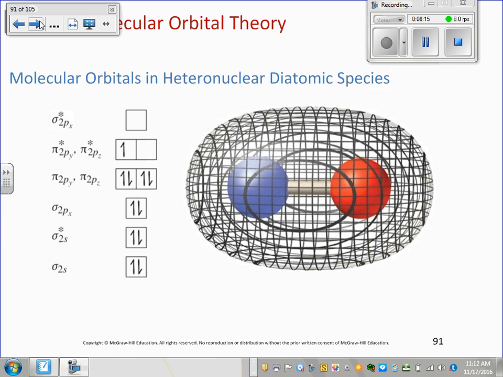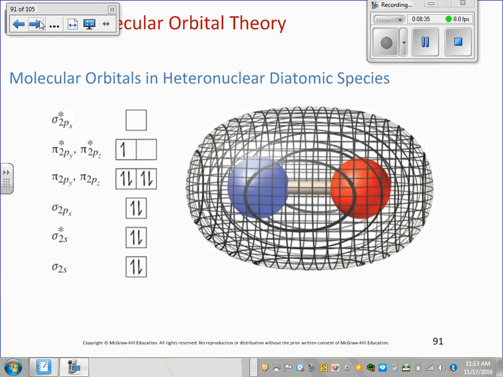So here we're looking at nitrogen and oxygen, I assume. So how many valence electrons? Oxygen has 6, nitrogen has 5, so the total number of electrons we're dealing with is 11. 2, 4, 6, 8, 10, 11.